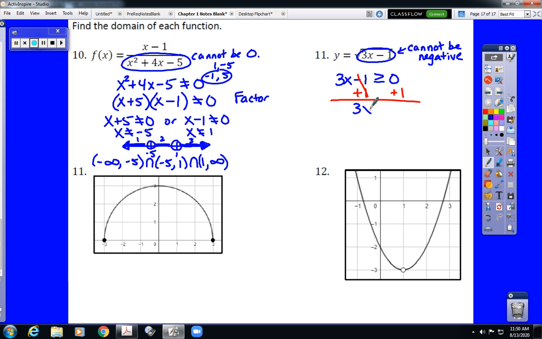Okay? We add 1, gives us 3x is at least 1, then we divide by 3, and we get x is at least 1/3. And again, we should think about that in terms of a number line. That means we would have a closed circle at 1/3, and we would shade to the right. Yeah? So when we write the interval notation, that would be from 1/3 all the way to positive infinity would be our domain.